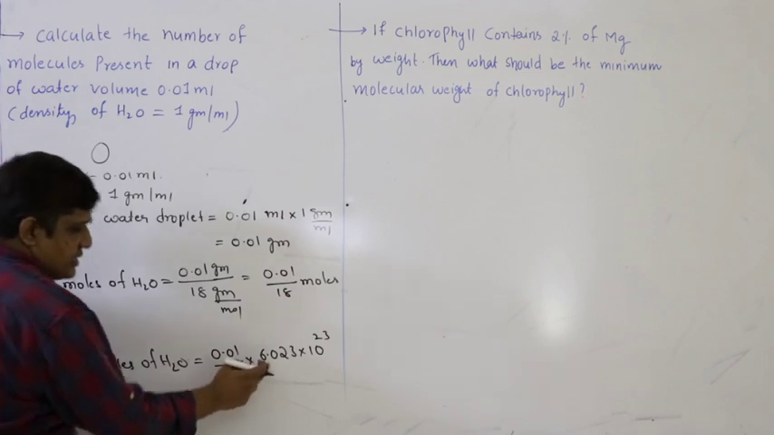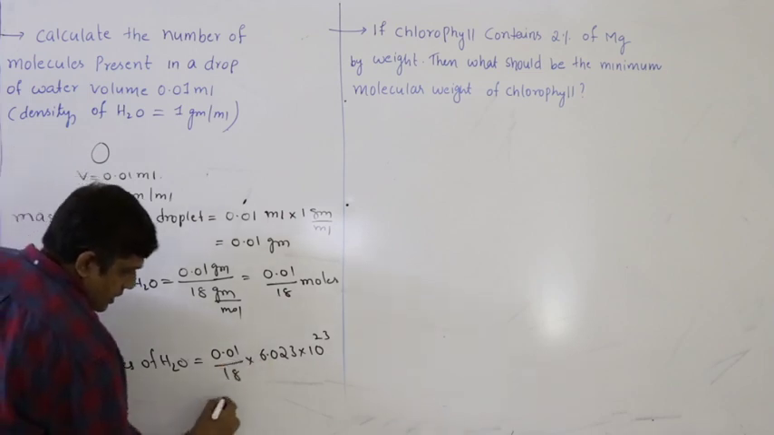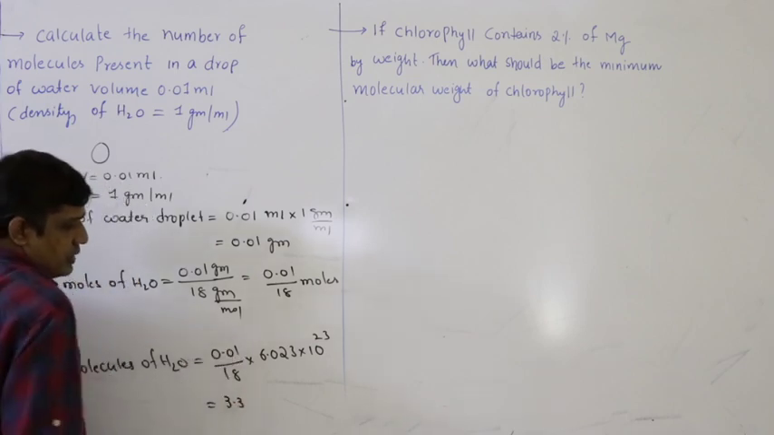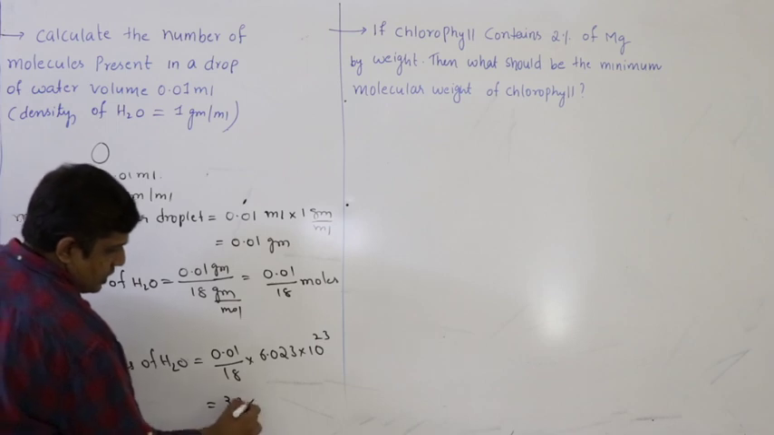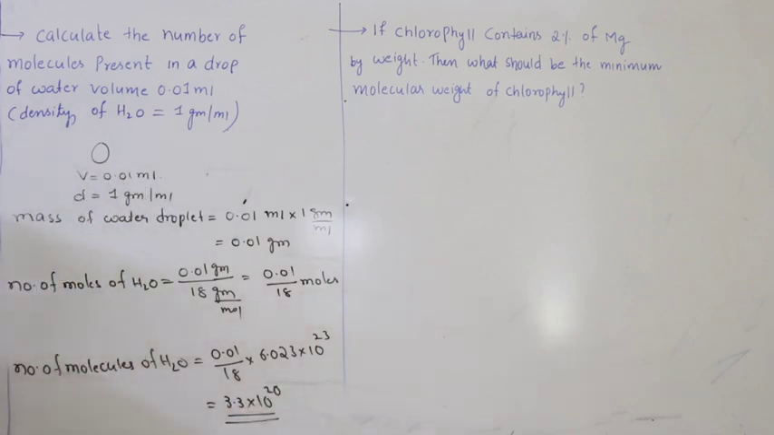So approximately 6 by 18, 1 by 3 is 0.33. So I can write 3.3 into 10 power minus 1, which gives 3.3 into 10 power 20 molecules.